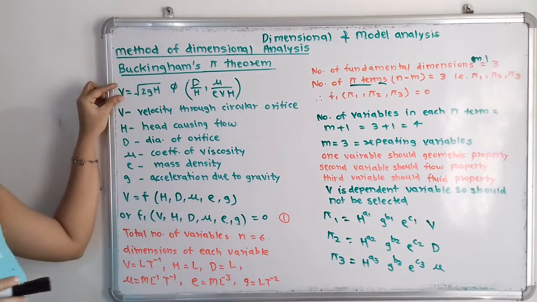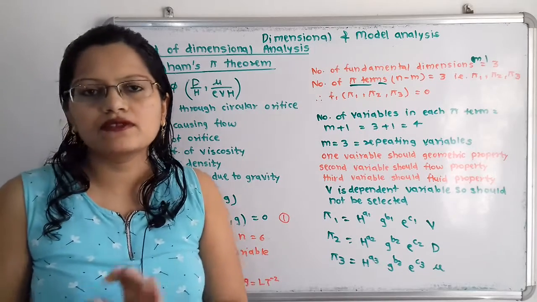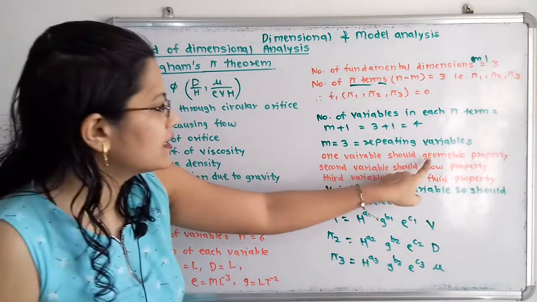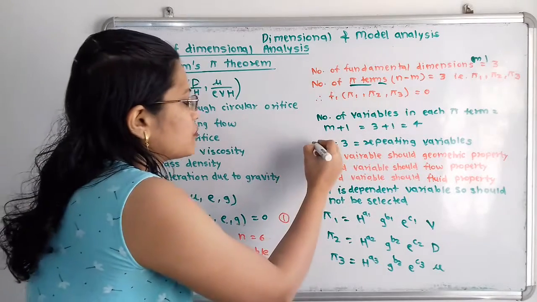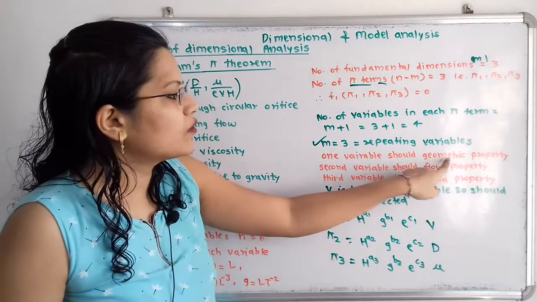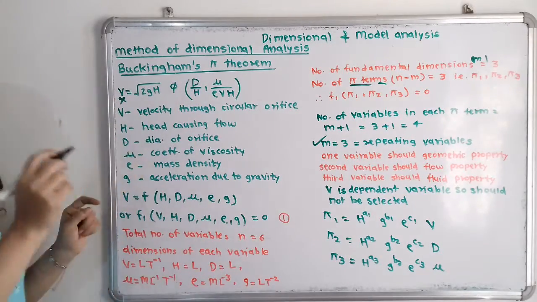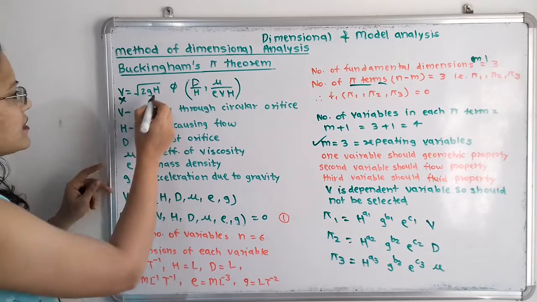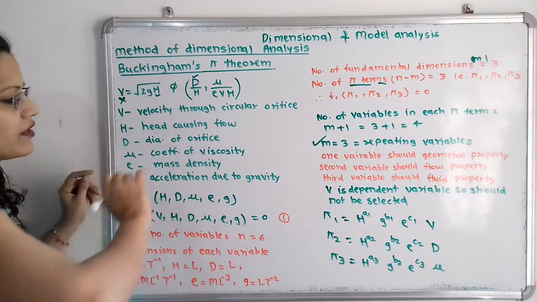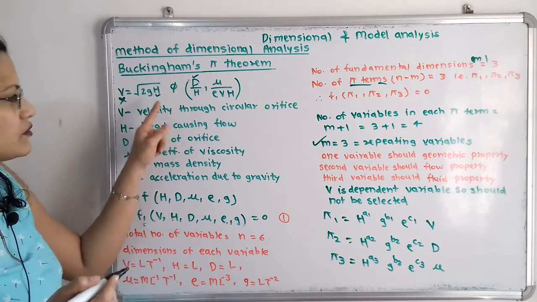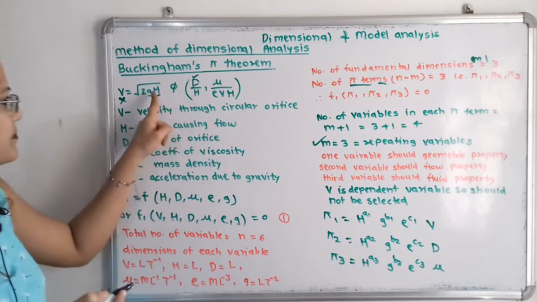Now if we take v, v is the dependent variable, so we have to cancel it because it is a dependent variable. We should not take it as a repeating variable. So now we are going to decide the first three repeating variables. First we find the geometric property. Geometric means length, height, diameter. If we observe, that is h and d. So h and d are the geometric properties, and we have to select any one. We will select h.